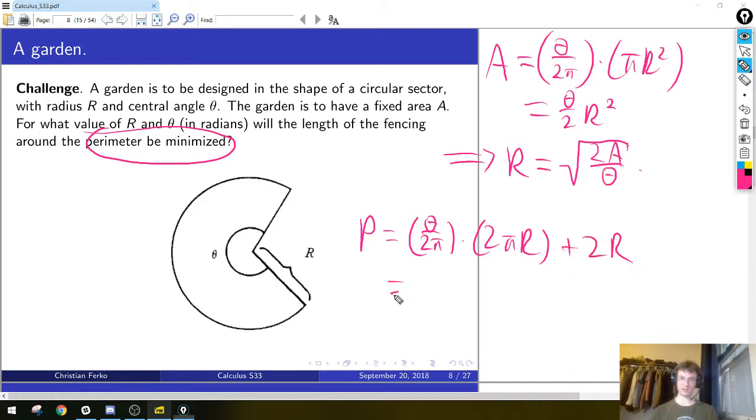Okay, so now this is where we reach the point in that recipe where I say it kind of sucks if your function depends on two variables, right? Because we're only learning single variable calculus, not multivariable calculus. So we want to eliminate one of those variables and write this as a function of one variable. But thankfully we've done that.